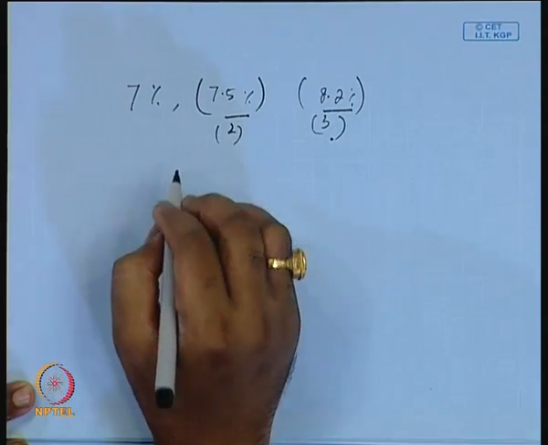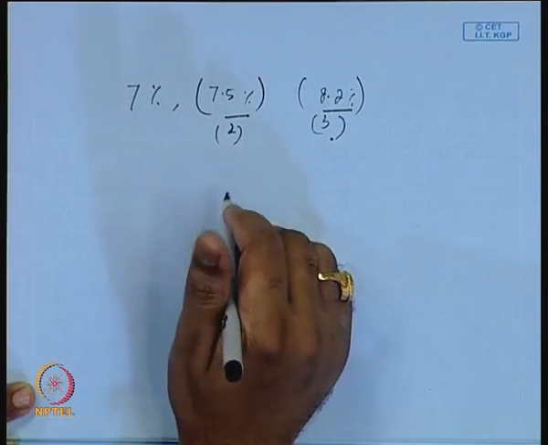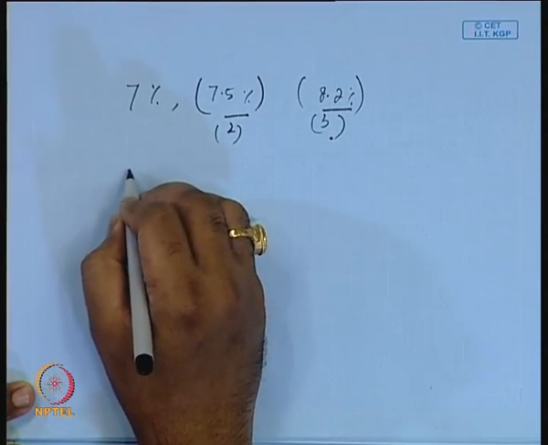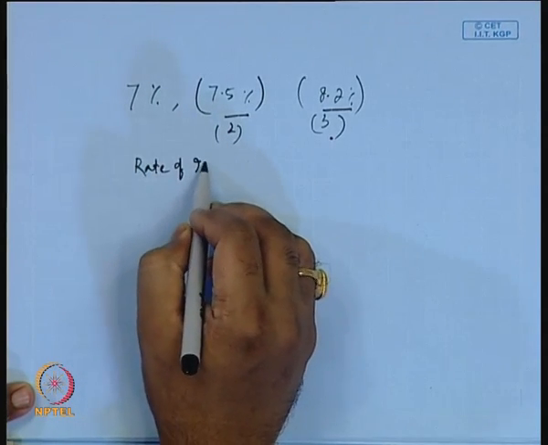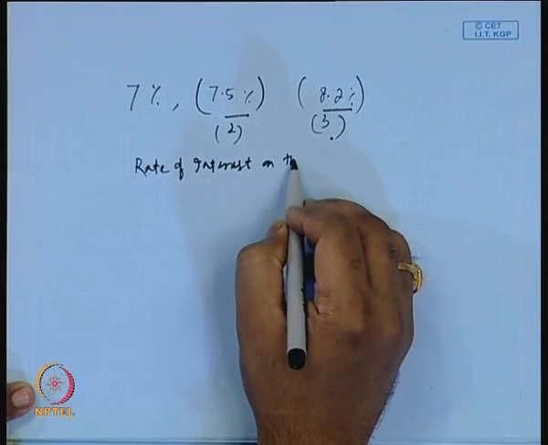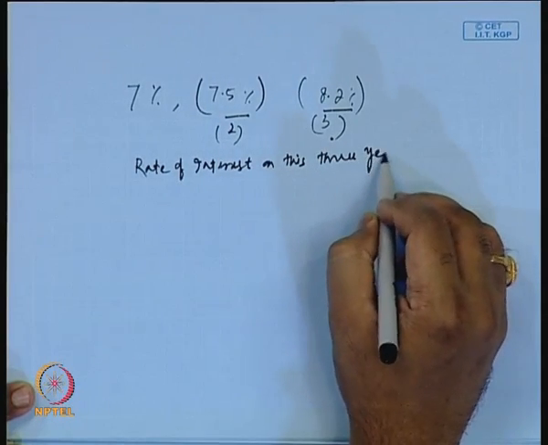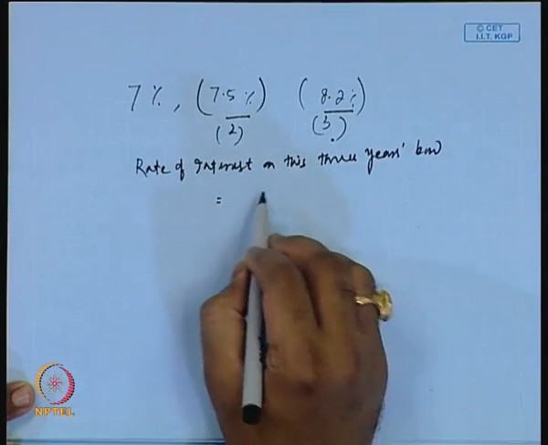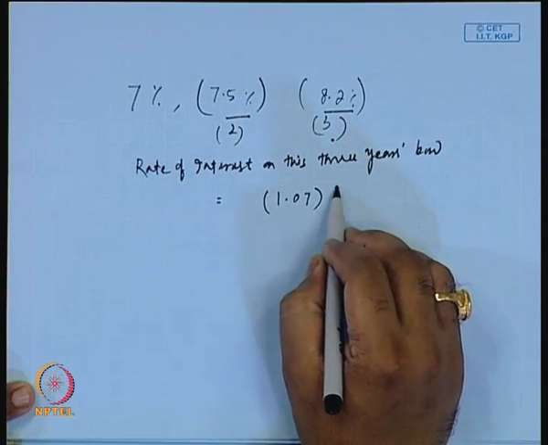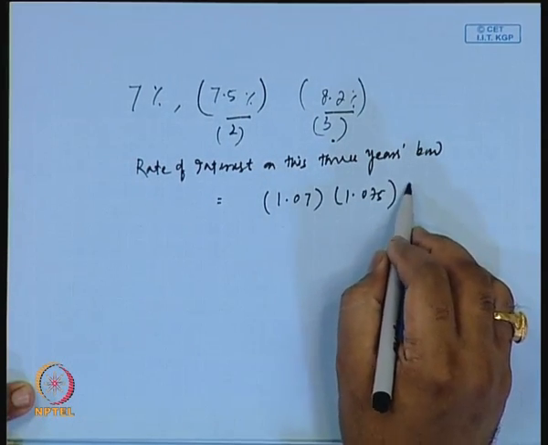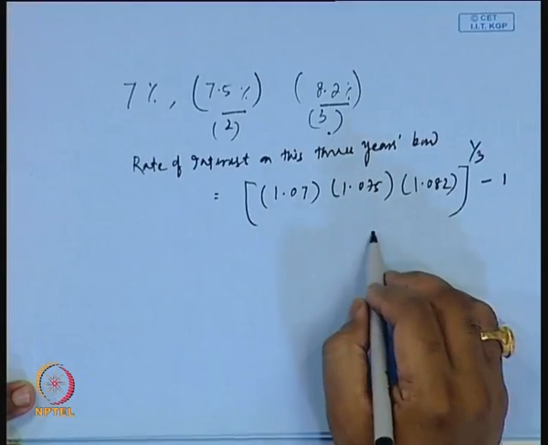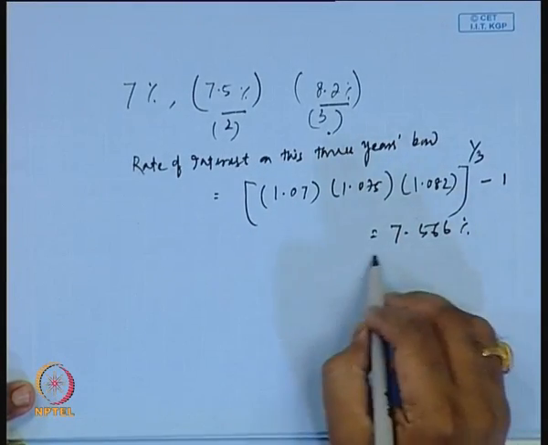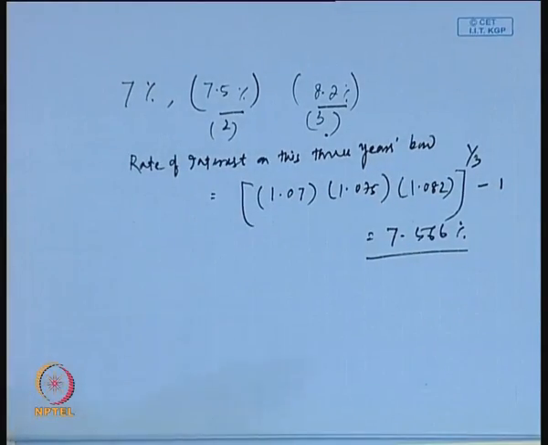So, therefore, what this expectation theory says is that if you go for this geometric mean, we can say that if somebody wants to buy a 3 years bond, then the rate of interest on this 3 years bond is basically 1.07 into 1.075 into 1.082 to the power 1 by 3 minus 1. This will be 7.566%.